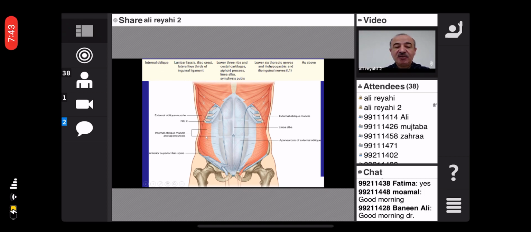The other muscle is the internal oblique. The internal oblique muscle originates from the lumbar fascia, from back to the abdomen, okay? The lumbar fascia originates from the lumbar vertebra, and muscle fibers originate from the iliac crest and the lateral two-thirds of the inguinal ligament. The lateral two-thirds of the inguinal ligament is a site for origins of some muscle fibers of internal oblique.